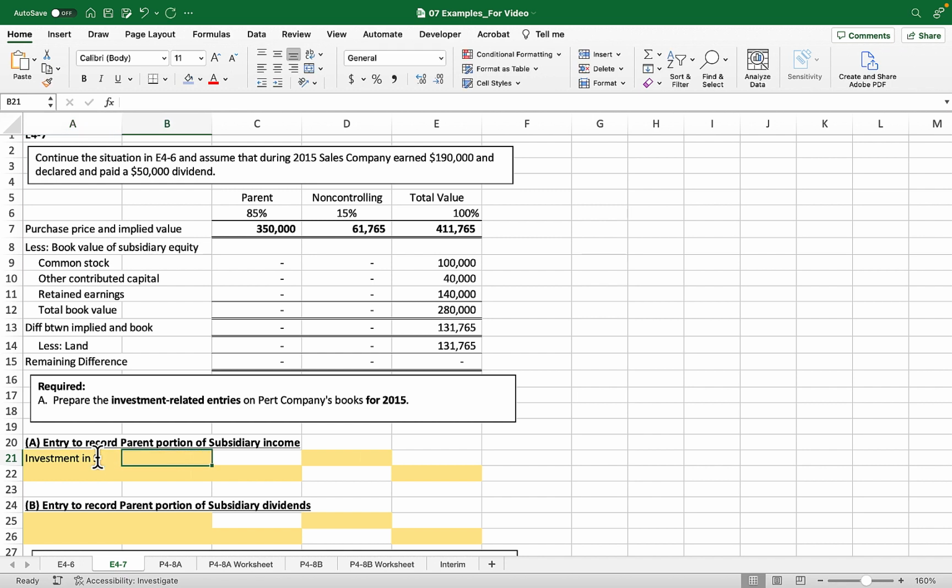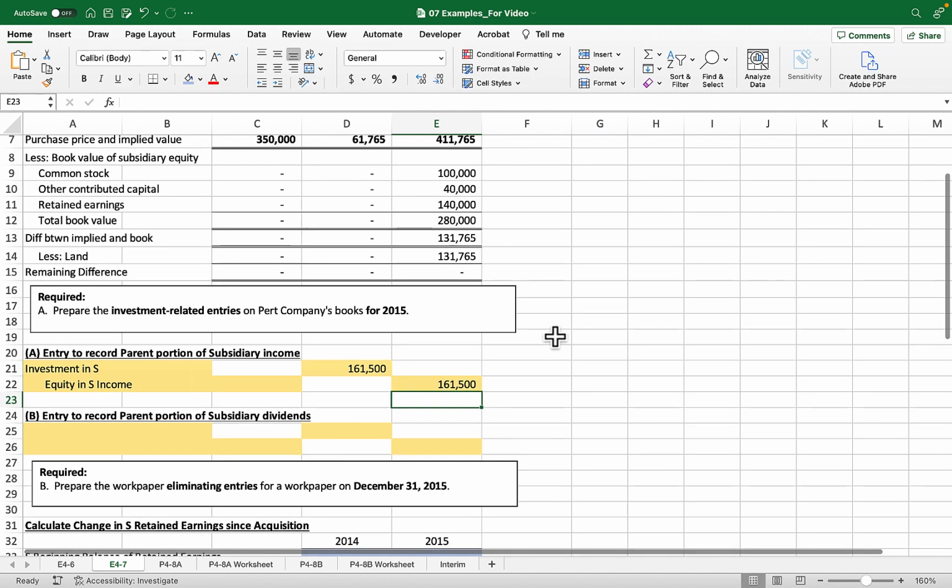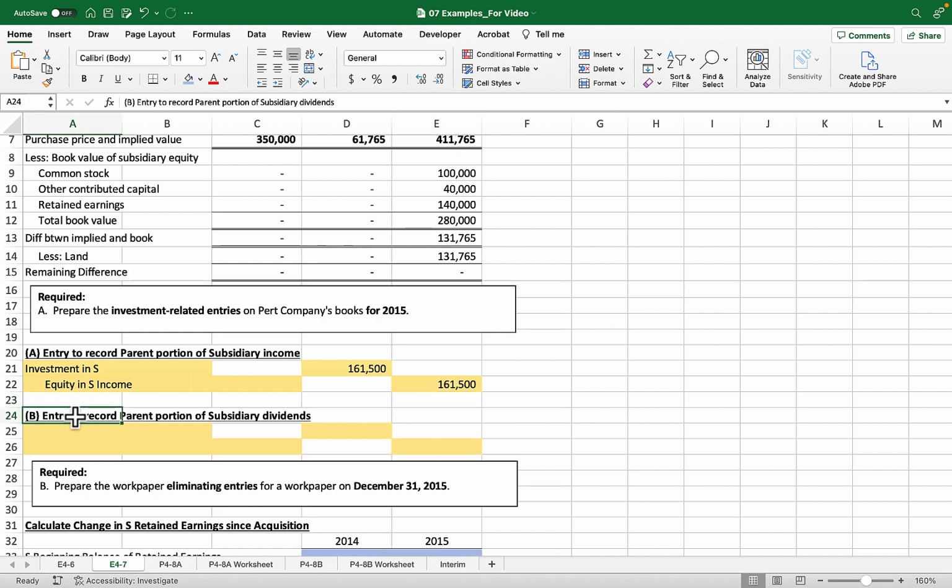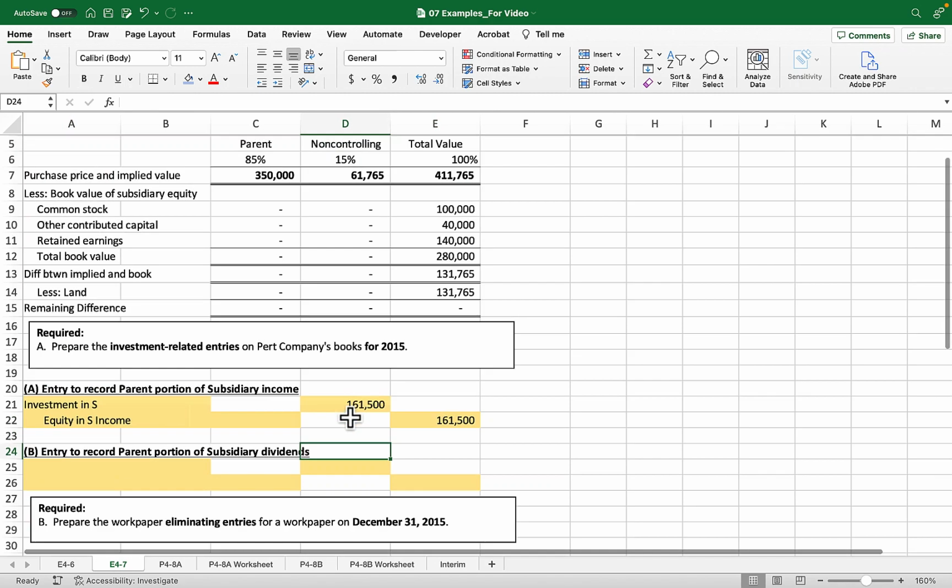And the amount here is going to be that $190,000. That's the total amount of net income recorded by our subsidiary times our ownership percentage, which is the 85%. Then our credit here is going to be investment income, but remember in the book that we're working with now, they call that equity in S income. Okay. Then we need to record any dividends that the parent received from our subsidiary.